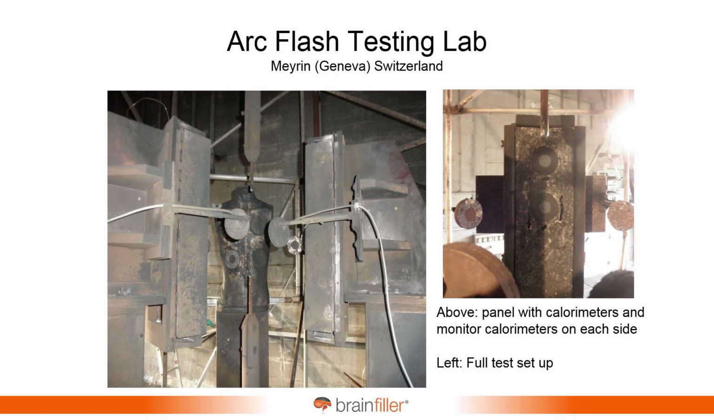This one is over in Geneva, Switzerland. And with this lab, there are opposing electrodes and there are calorimeters. The opposing electrodes are 12 inches apart, and you initiate the arc flash there, and then you have the panels equidistant around the arc source, and then you have the calorimeters that are actually measuring the energy. And on the right, this is looking into a calorimeter on a test panel right here.